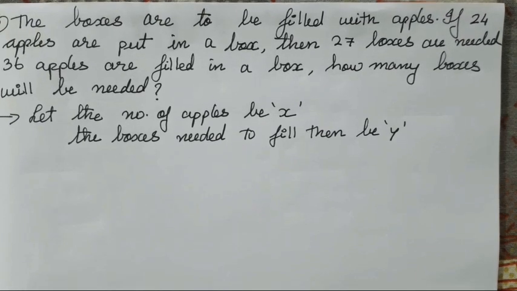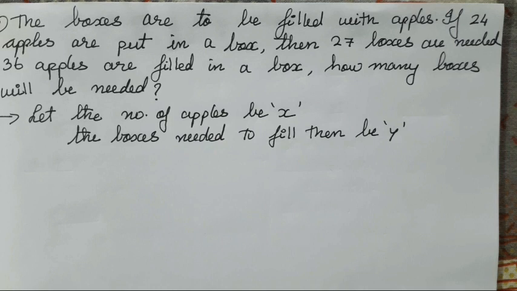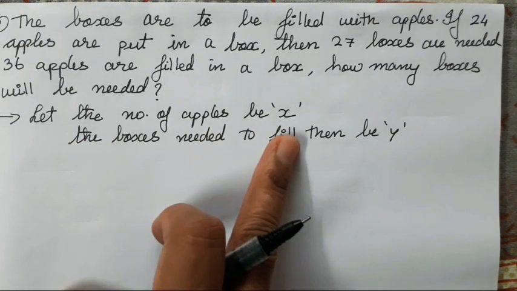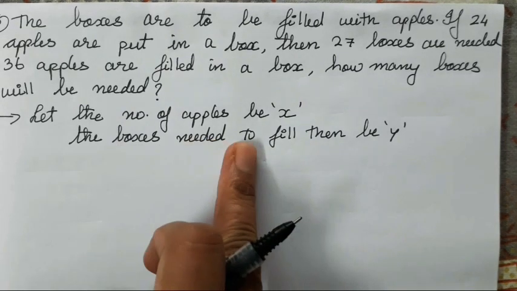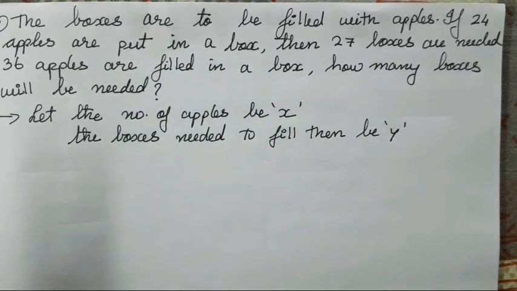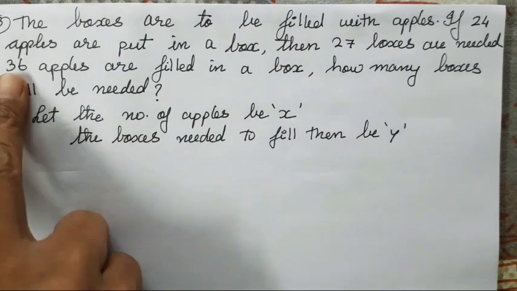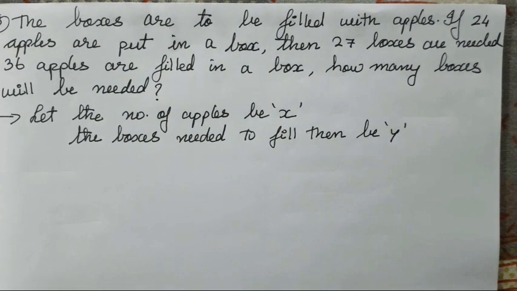The boxes are to be filled with apples. If 24 apples are put in one box, then 27 boxes are needed. If 36 apples are filled in a box, how many boxes will be needed? So let the number of apples be x and the number of boxes needed be y, because two things they have asked us, that is the number of apples and the number of boxes needed to fill the different types of apples, that is 24 apples and 27 boxes. So 36 apples, how many boxes will be needed?